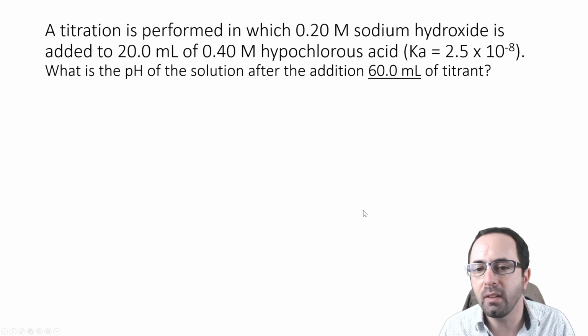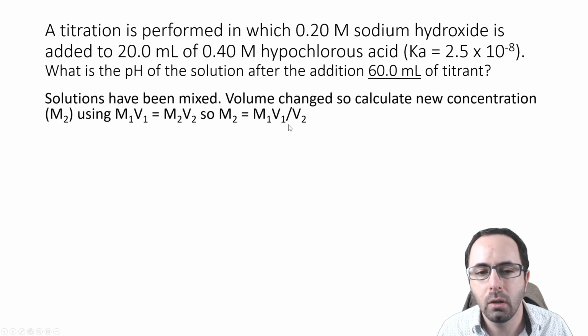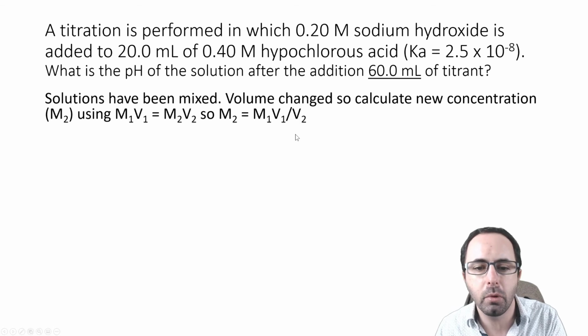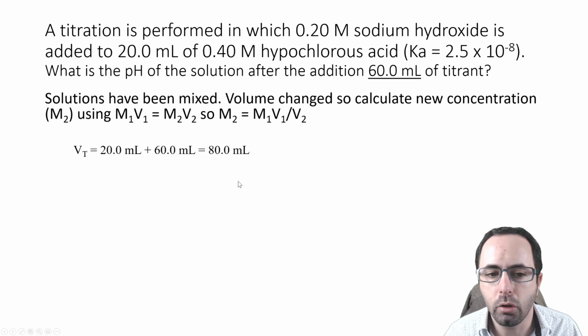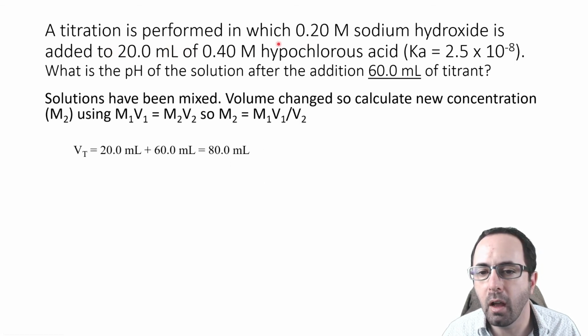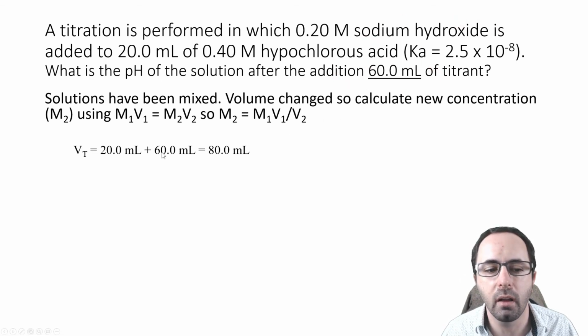First thing we're going to do is get initial concentrations. We're going to do this by the dilution approach, which again is different from your book, but I like to do it this way. I think it's better. So our total volume is going to be the 20 milliliters of hypochlorous acid we started with, plus the 60 milliliters of sodium hydroxide we added. So the total volume is 20 milliliters plus 60 milliliters, which is 80 milliliters total. And that is volume 2.